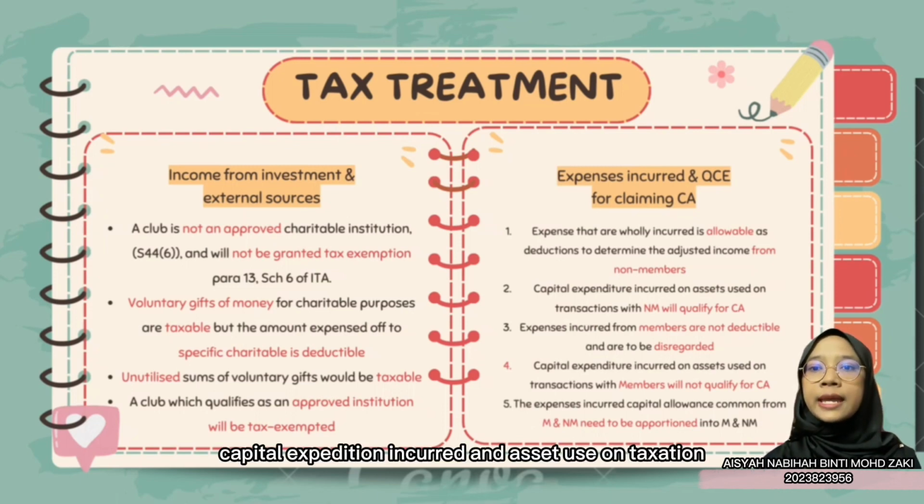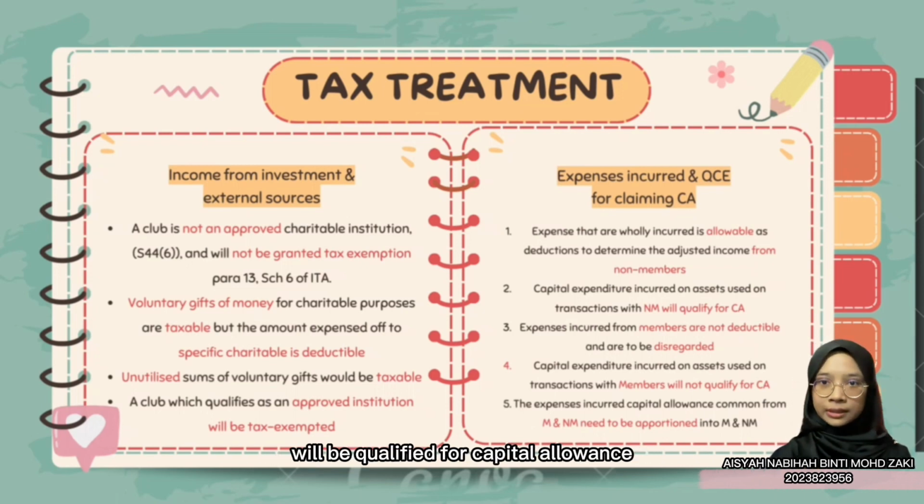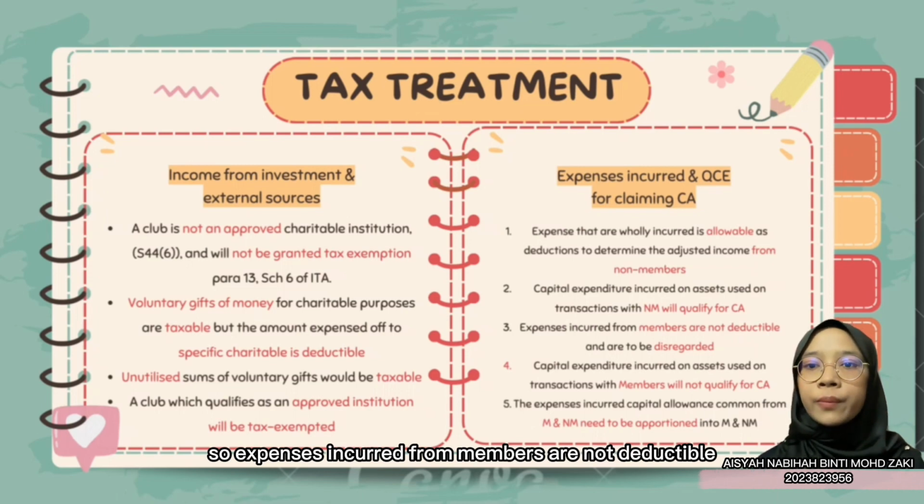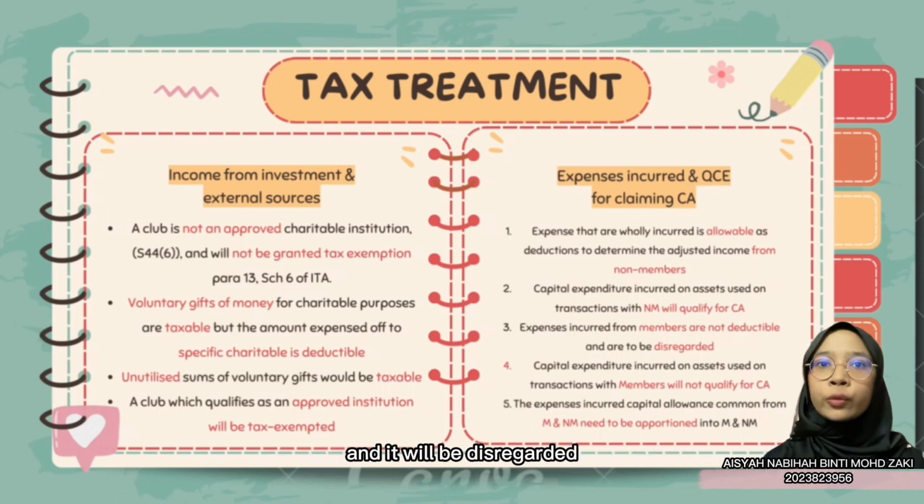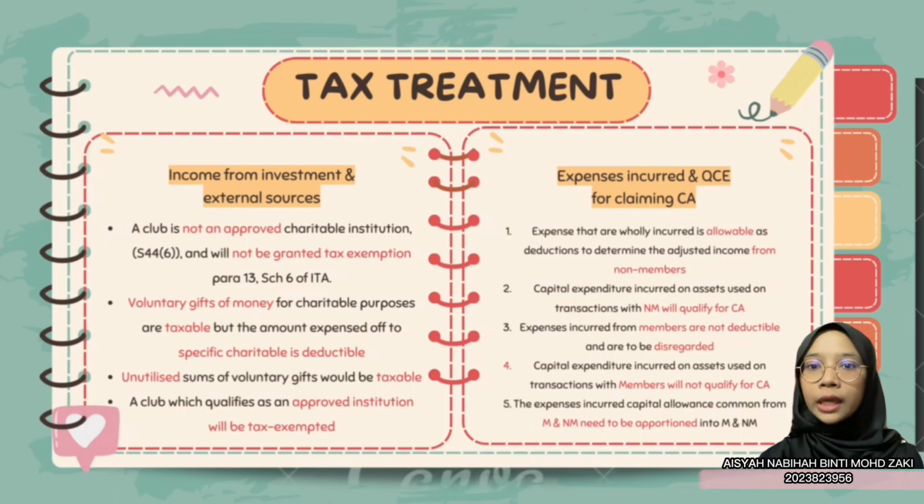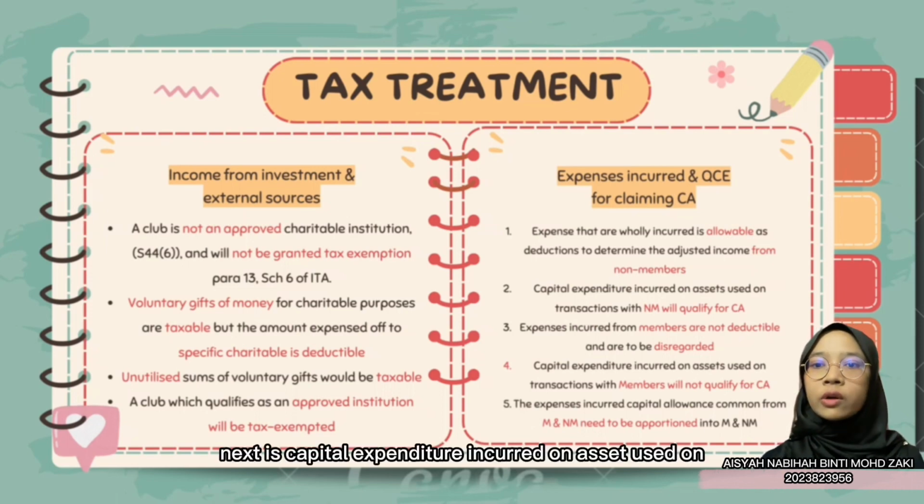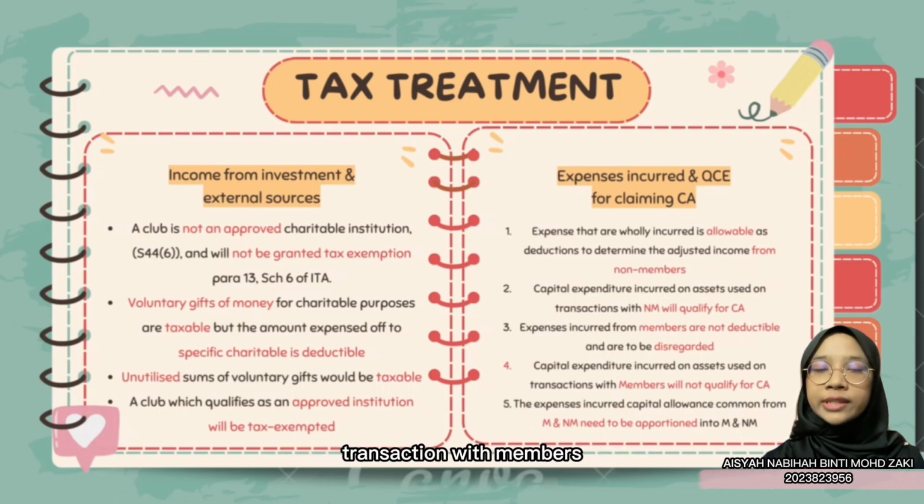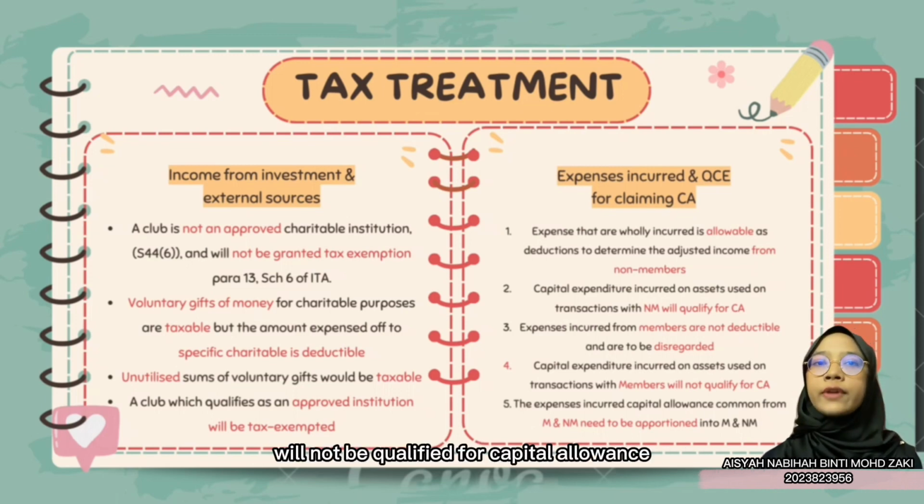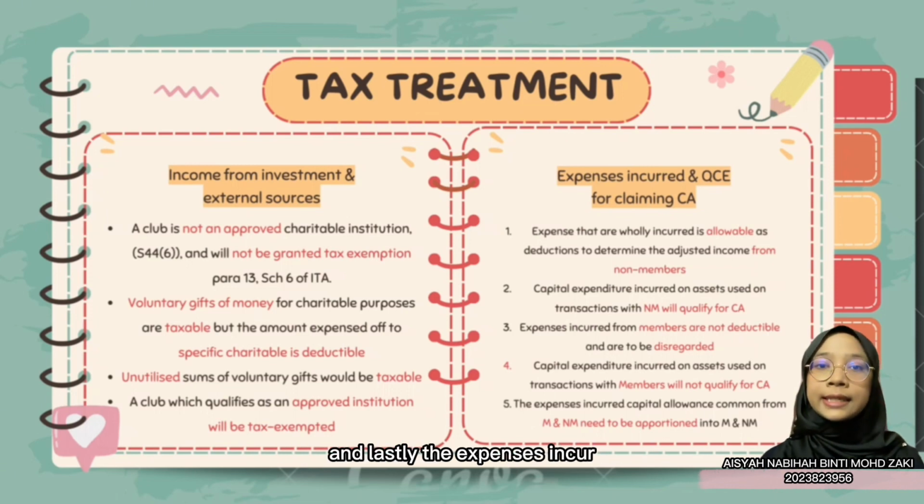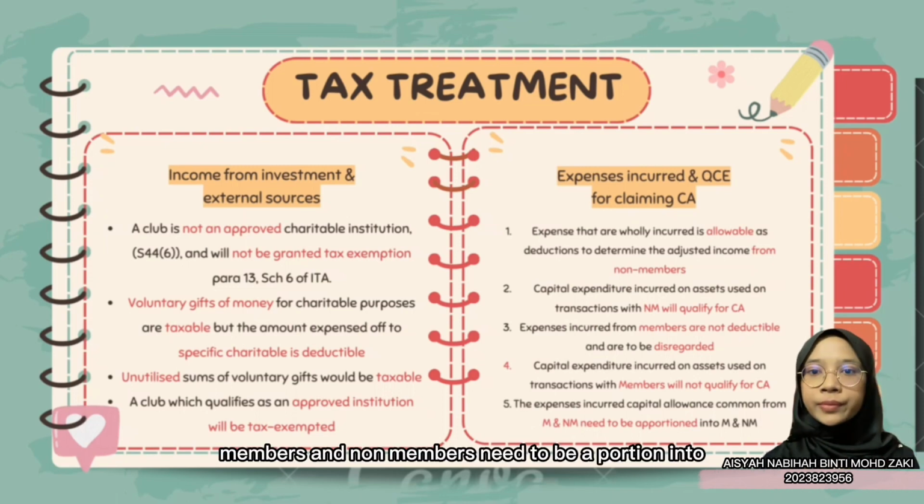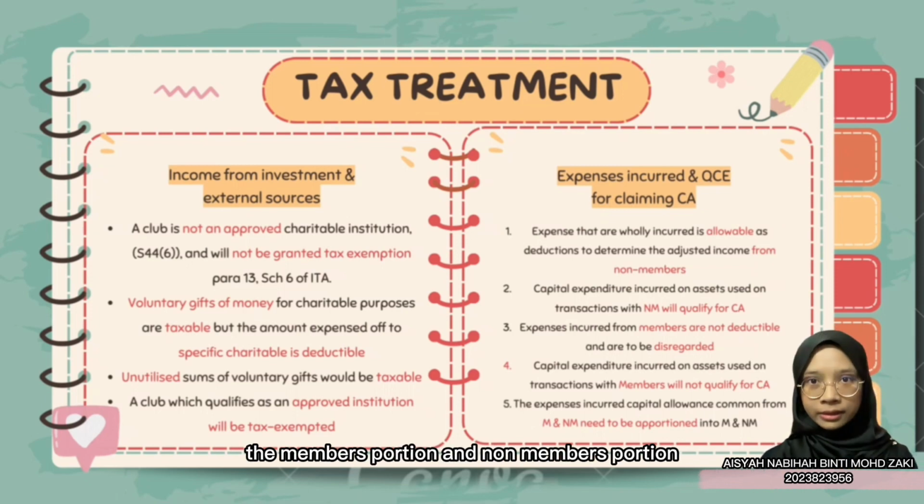Capital expenditure incurred on an asset used in a transaction with non-members will qualify for capital allowance. Expenses incurred from members are not deductible and will be disregarded. Capital expenditure incurred on an asset used in the transaction with members will not qualify for capital allowance. Lastly, the expenses and capital allowance common to members and non-members need to be apportioned into the members portion and the non-members portion.